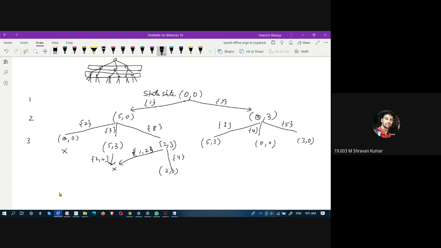Here, this 5 and 3 are representing jugs, no, ma'am. In 0, 3, the values are the amount of water filled in those jugs. First jug is 5 liter, the second one is 3 liter. So these two denote the jugs, but the values of those two entities are the amount of water.